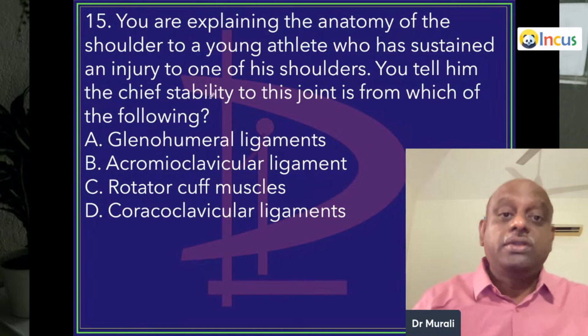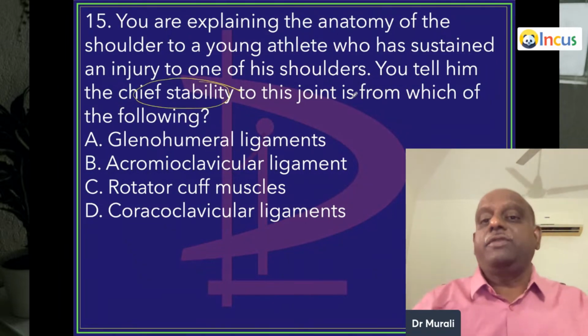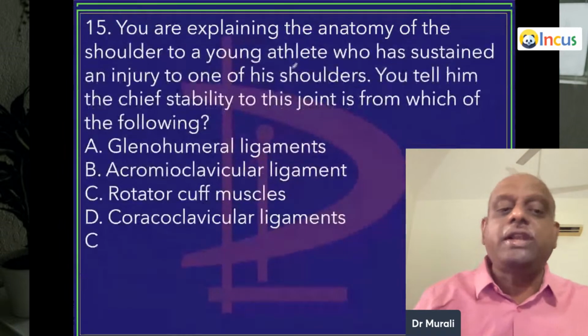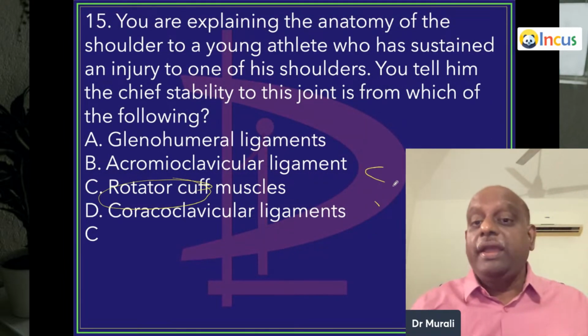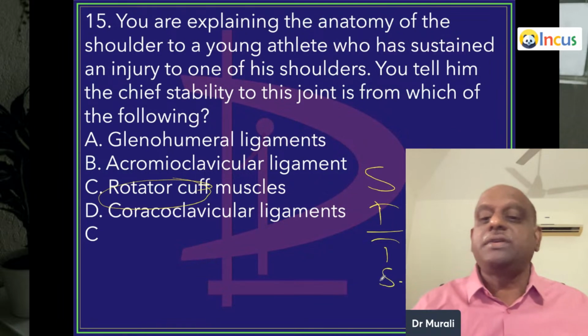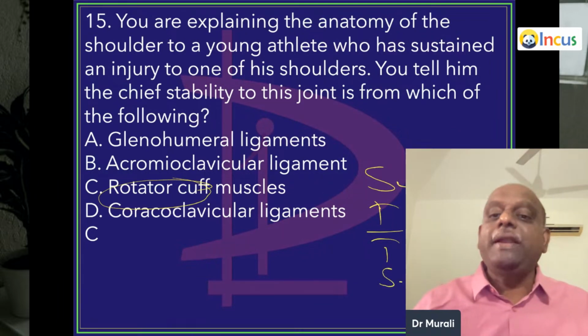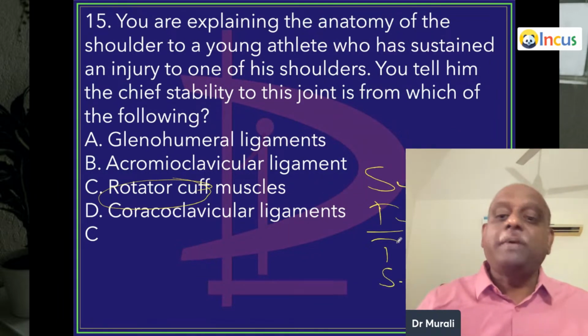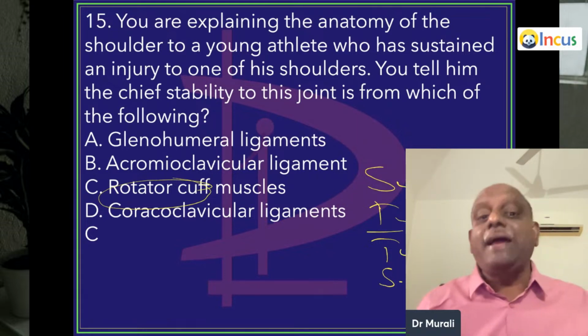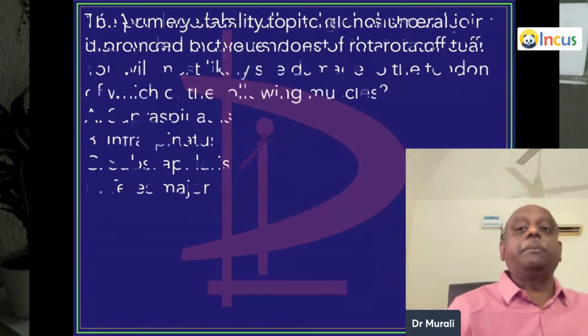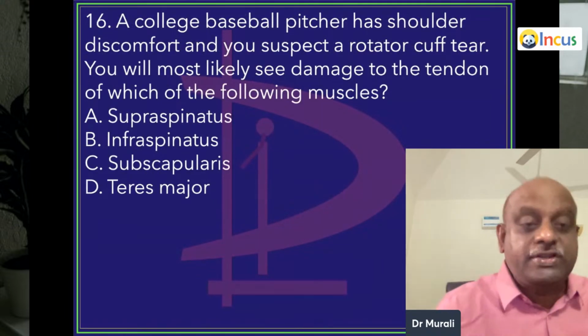Now, the main stability of the shoulder joint is because of which ligament, doctor? It is the rotator cuff muscles. Yes, SITS: supraspinatus, infraspinatus, teres minor, subscapularis. They are the ones which are very important for maintaining the stability.